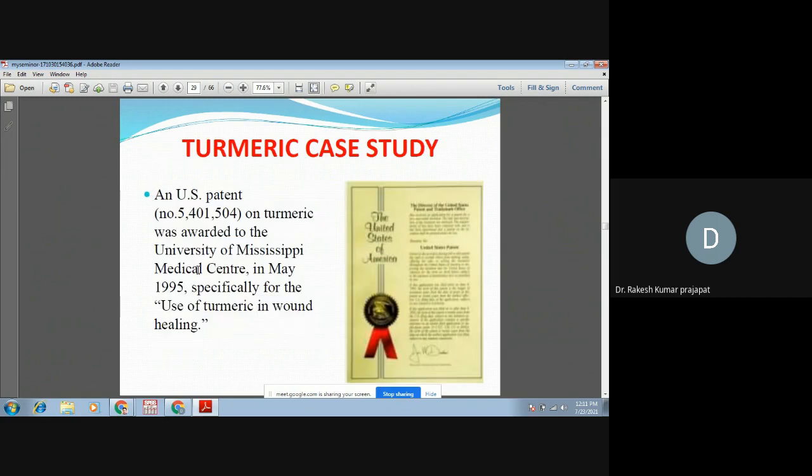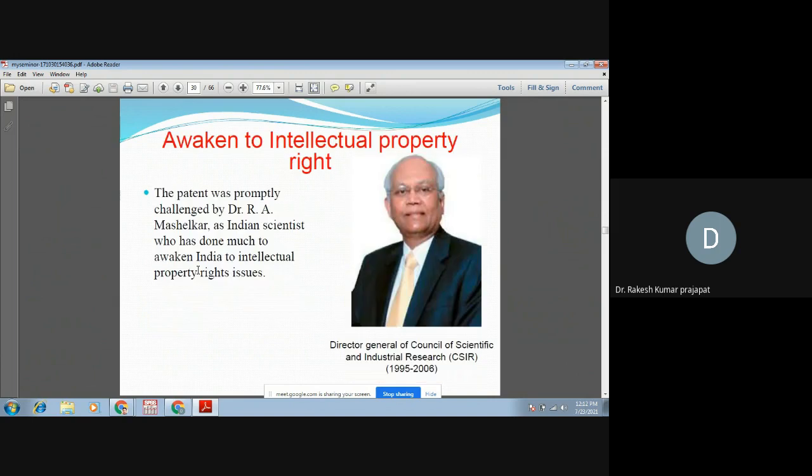Similarly, the turmeric case study. US patent number 5401504 on turmeric was awarded to the University of Mississippi Medical Center in May 1995, specifically for the use of turmeric in wound healing. But that is actually something we have been using in Indian society, a violation of intellectual property rights.